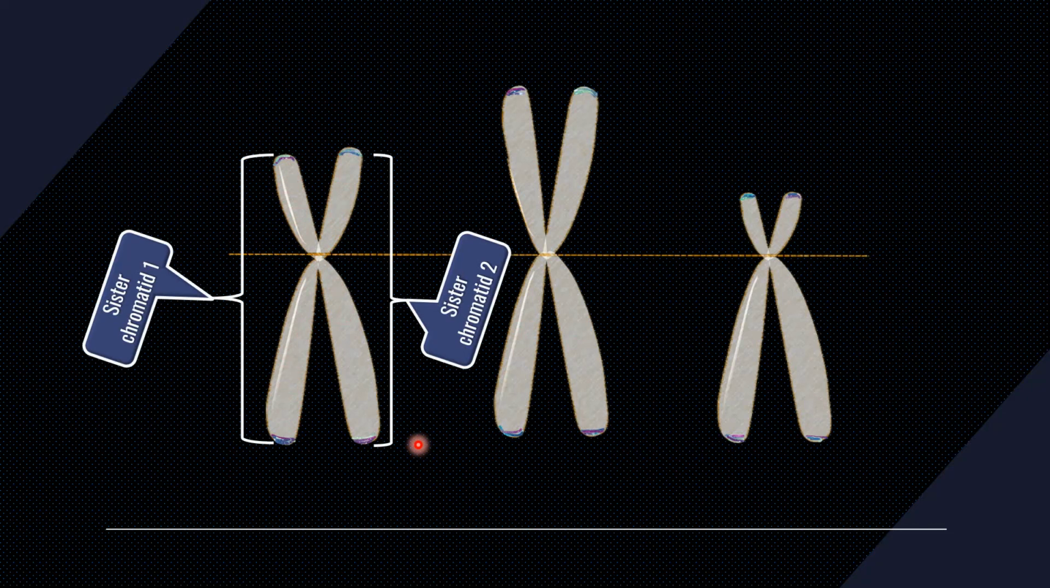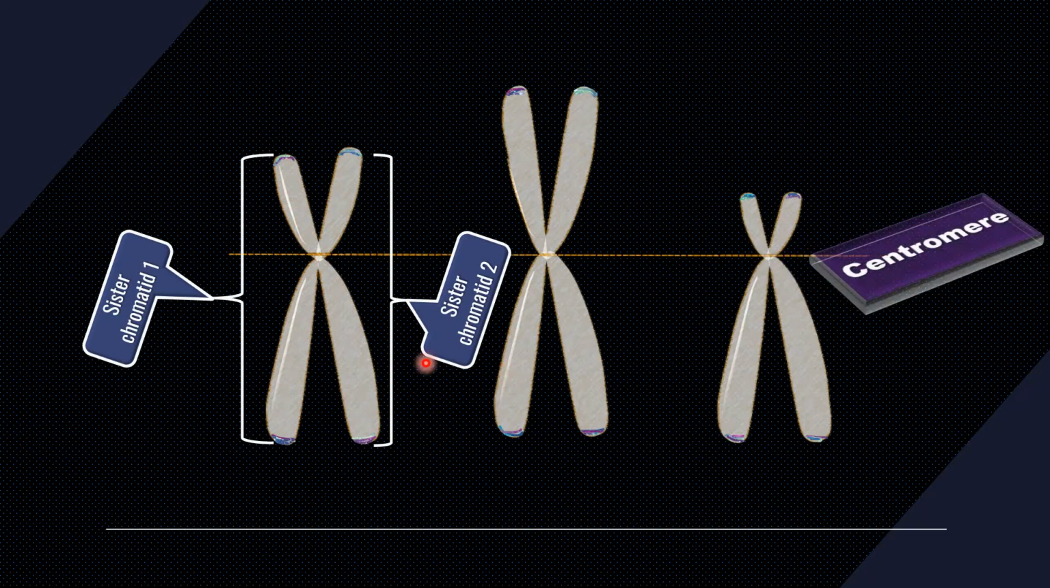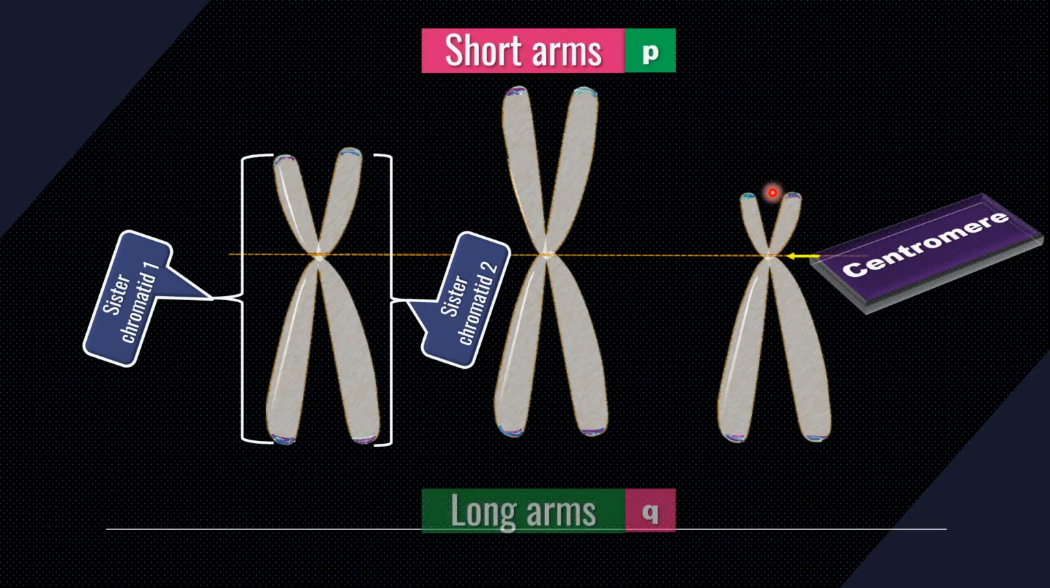We can see a constricted region called the centromere, and please remember the position of the centromere need not be at the center of each chromosome. Sometimes it may be located almost at the end of the chromosome, and the regions on either side of the centromere are referred to as arms of the chromosome. These are called the short arms and the long arms.